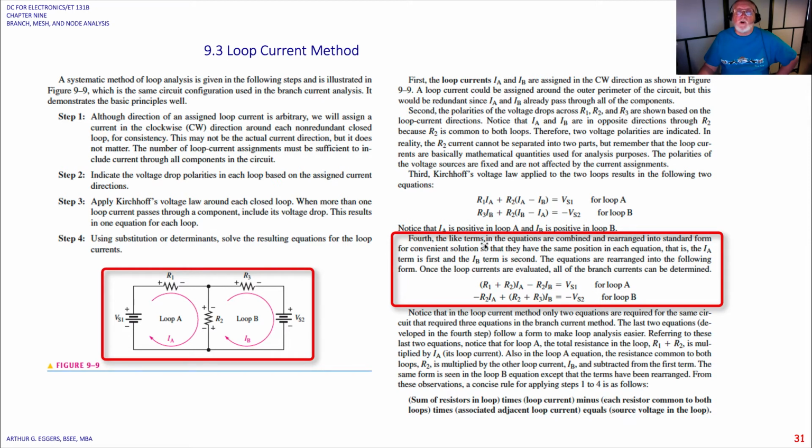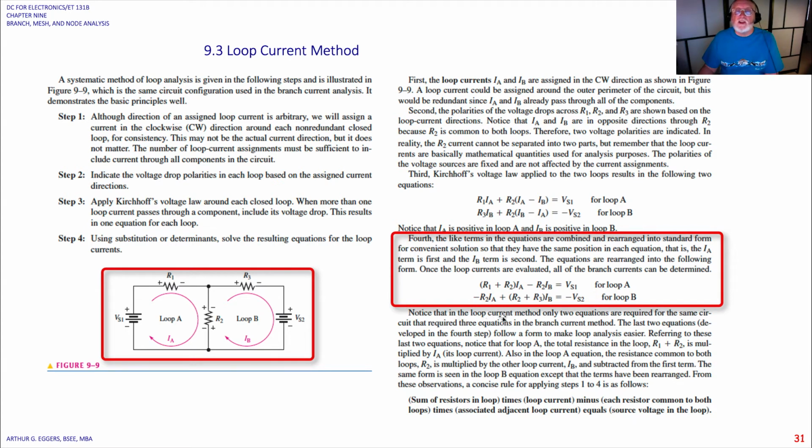Okay, step 4. The like terms in the equations are combined and rearranged into standard form for convenient solution, so that they have the same position in each equation. That is, the current I sub A term is first and the current I sub B term is second. The equations are rearranged into the following form. Once the loop currents are evaluated, all the branch currents can be determined. So you can see we've written them out here. In this case, we've got I sub A with the addition of the two resistors, I sub B with R2, and we've done the same thing with loop B.